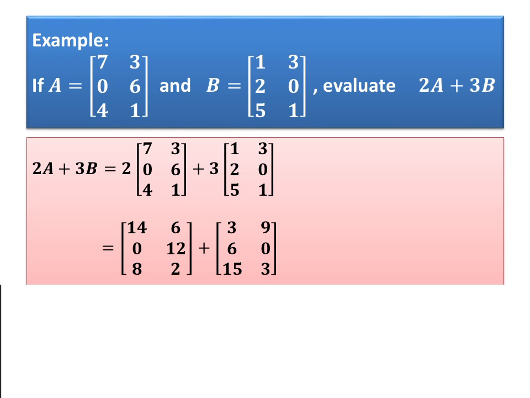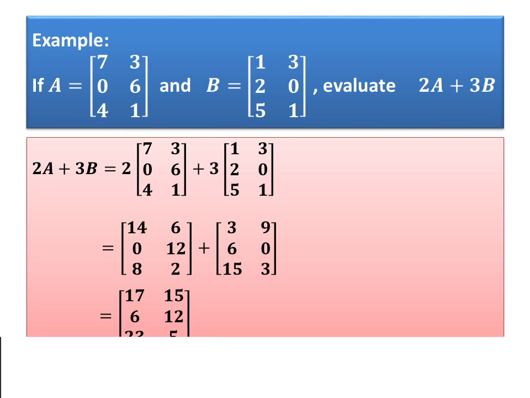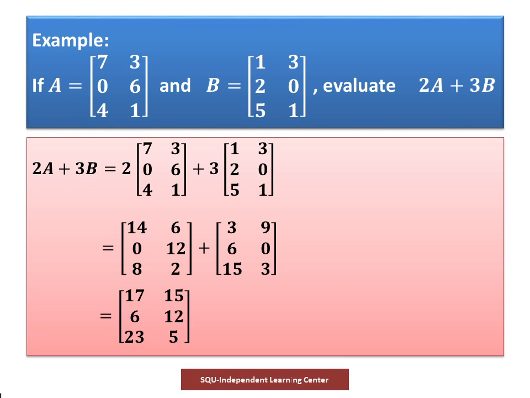Now we perform multiplication of 3 by B. 3 times the matrix B, the first multiplication will be 3 times 1, 3 times 3 in the first row, this is 9. We go to the second row, 3 times 2, 6, 3 times 0, 0. The third row, 3 times 5, 15, 3 times 1, 3. And then we perform addition of the corresponding elements. So we get 17, 15, 6, 12, 23, and 5.